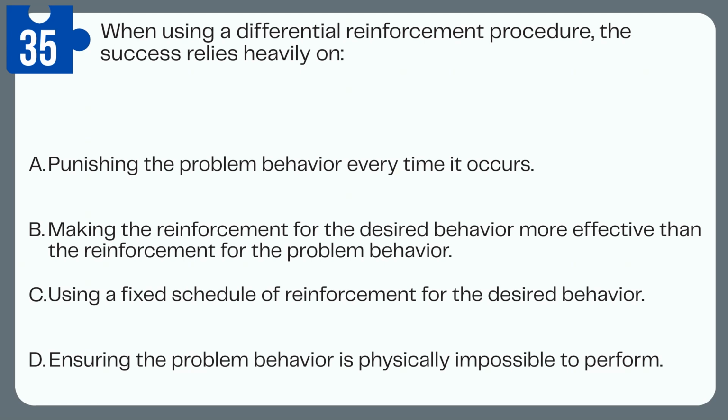Question 35. When using a differential reinforcement procedure, the success relies heavily on: A. Punishing the problem behavior every time it occurs. B. Making the reinforcement for the desired behavior more effective than the reinforcement for the problem behavior. C. Using a fixed schedule of reinforcement for the desired behavior. D. Ensuring the problem behavior is physically impossible to perform.